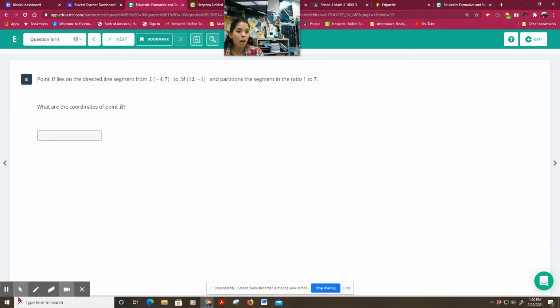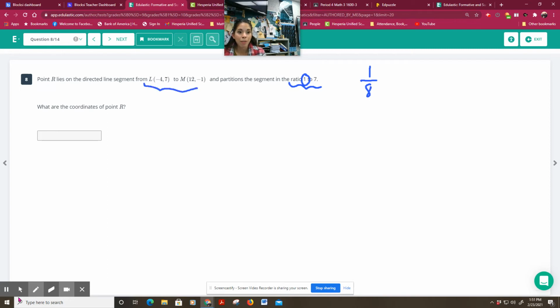All right, number 8. Point R lies on the directed line segment from L to M and partitions the segment in the ratio 1 to 7. What are the coordinates of R? Okay, so if this is my ratio, 1 plus 7 is 8. So the total number of parts is 8. You always take the first number out of the total, and that is our percentage, our fraction of the distance that we have to go. That's where point R is going to be.